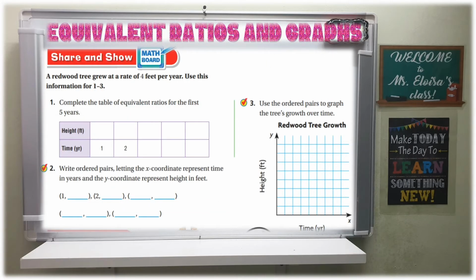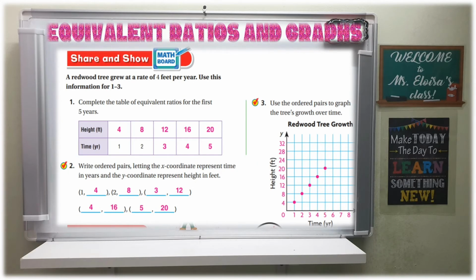For your practice, do Share and Show numbers 1 to 3. And here are the answers. Can you check if you get the same answers? For number 1, check if you get the same numbers written in the table. Number 2, check the ordered pairs. And number 3, check the graph. Did you get the same? Very good.